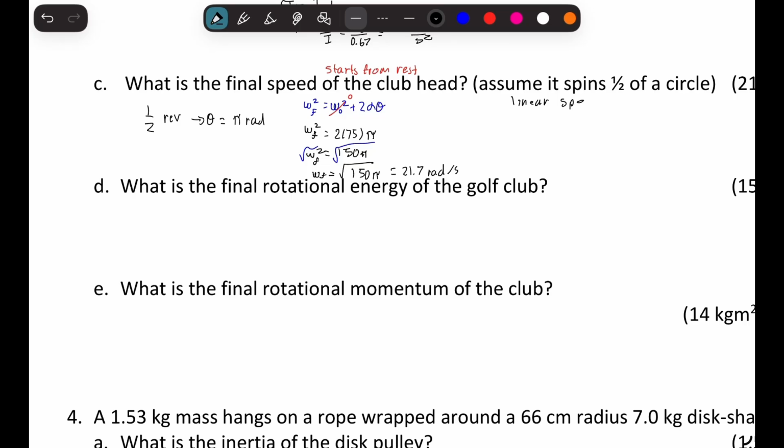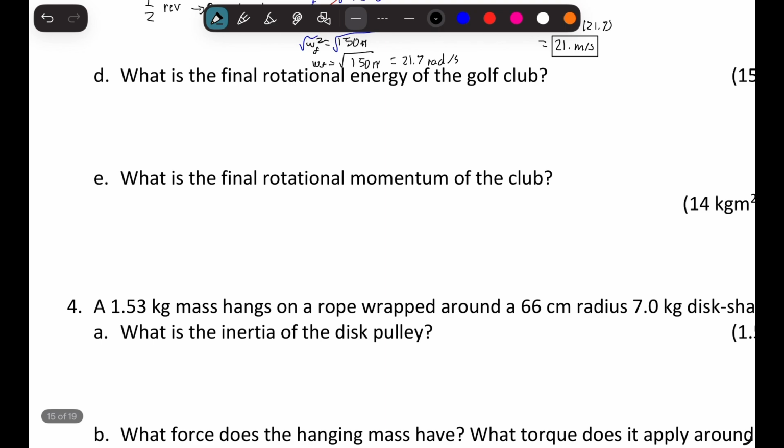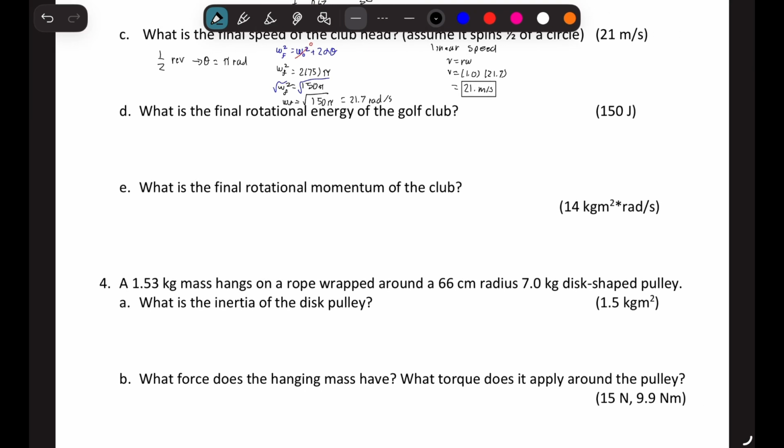So in order to go back to translation, we need to use that v is equal to r times omega. So the velocity is equal to 1.0 times 21.7. So it's just going to equal 21 meters per second at last. Now, what is the final rotation energy of the golf club?